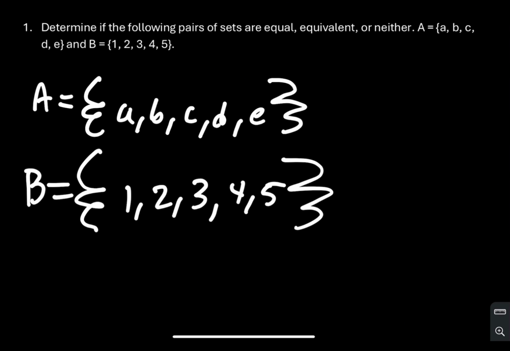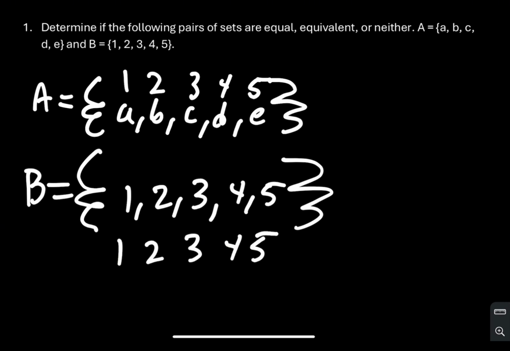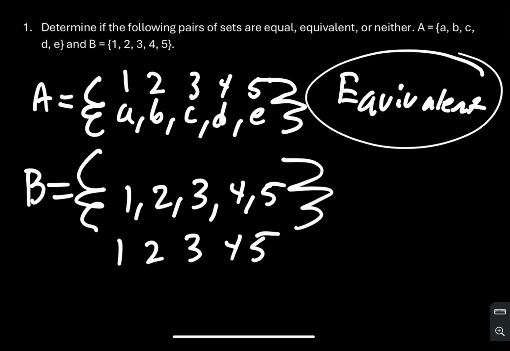So for set A and set B, we have 5 elements in set A and 5 elements in set B. So since they don't have the same elements but they have the same cardinal value, we can consider these sets to be equivalent. So that's going to be your answer.